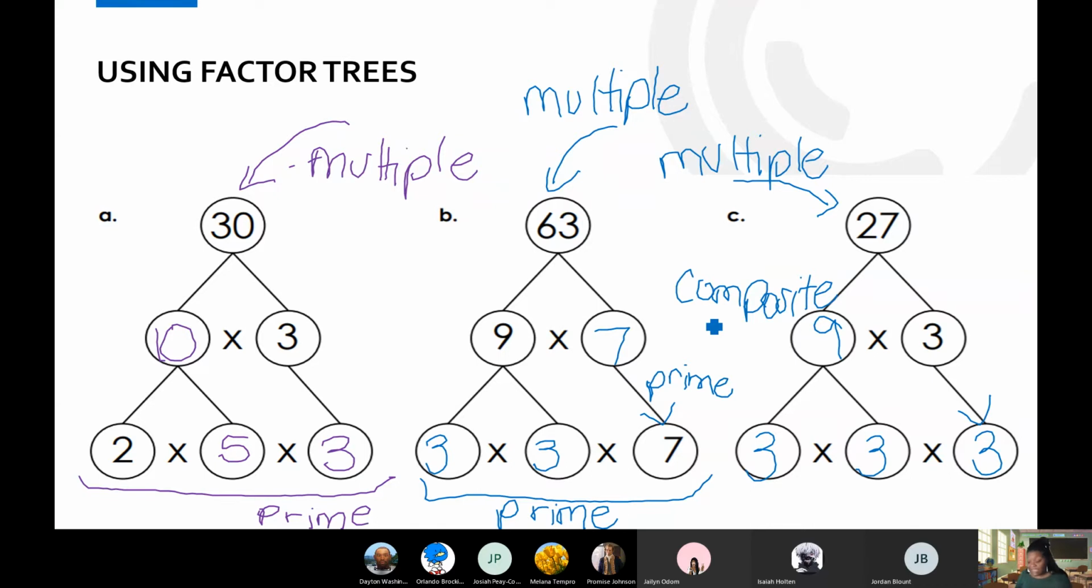Go ahead and finish writing this down. Remember, the way we're able to check to make sure we completed our factor tree correctly is that if I multiply 3 times 3 times 3, I would find that it's 27. My product would be 27.